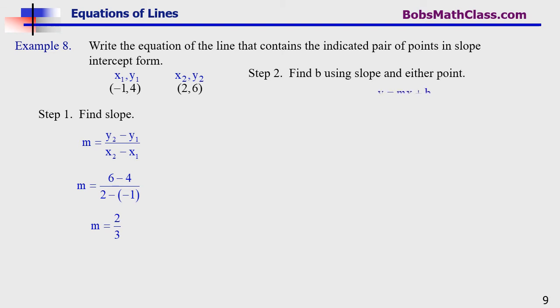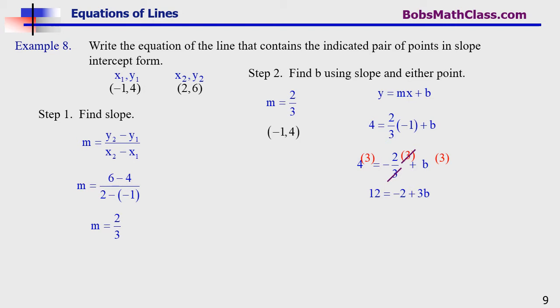Now we're going to find b. And I'm going to use the -1, 4, but if you want to use 2, 6, that's totally fine. So replace the y with 4, the m with 2/3, and the x with -1. 2/3 times -1 is -2/3. Clear fractions, multiply each term by 3. The 3's in the middle will cancel. So we have 4 times 3, which is 12. And in the middle, we still have the -2. And then b times 3 is 3b.